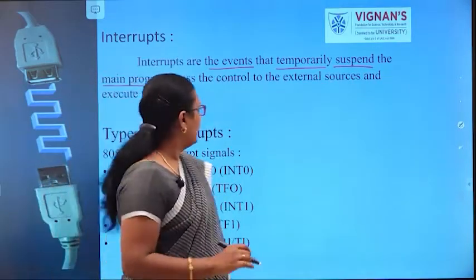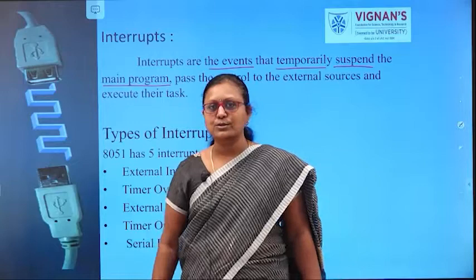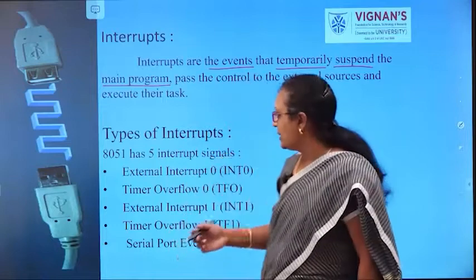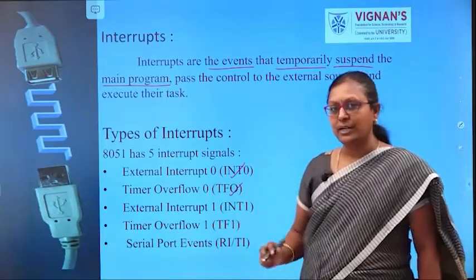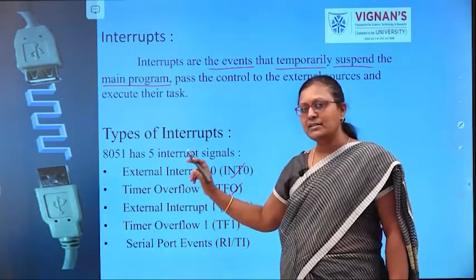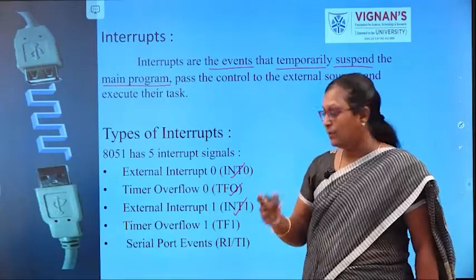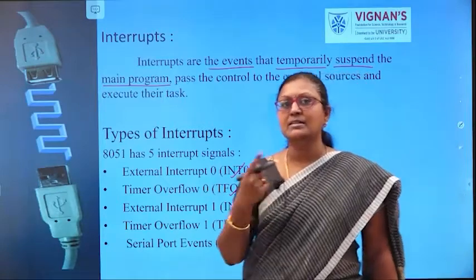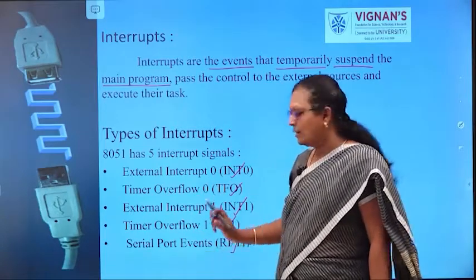There are 5 types of interrupts which we are going to discuss here, and each type is taken as a bit. One is external interrupt 0, and the timer overflow bit for timer 0. We have discussed all these things already. The timer overflow bit we call the TF bit, which is TF0 here. Then external interrupt 1 and the timer overflow for timer 1, as well as serial port events. We have seen the receive interrupt and transmit interrupt in the serial port, right?